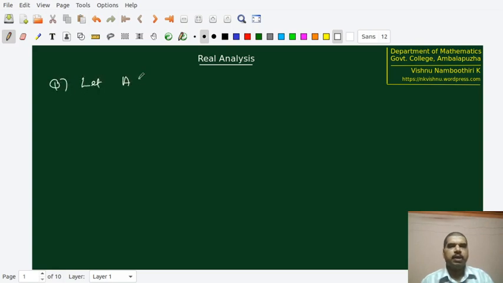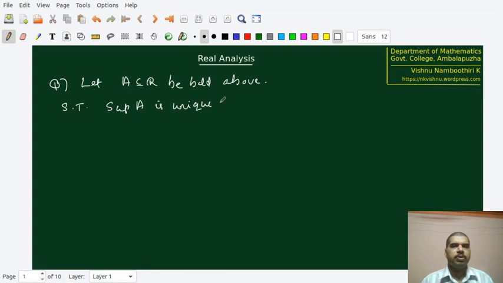Let A subset of R be bounded above. Show that supremum of A is unique in R. So remember that by the axiom of completeness, since A is bounded above and of course non-empty, then we have to show that supremum of A is unique in R.